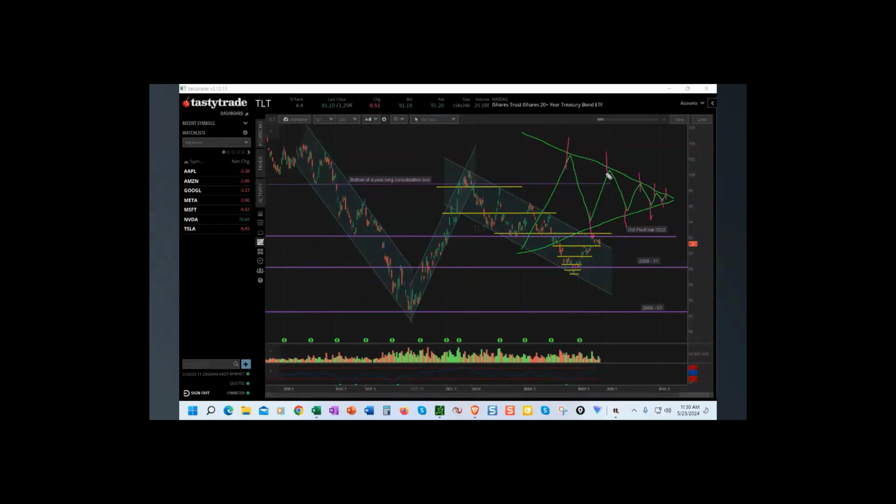But this also takes place in a parallel flag. Often it shows up in different sideways patterns, and I often note that there is time compression also taking place in a given structure. But what I want to talk about here in the TLT that is unique, and that you don't see as much, is we have price compression on a horizontal scale.